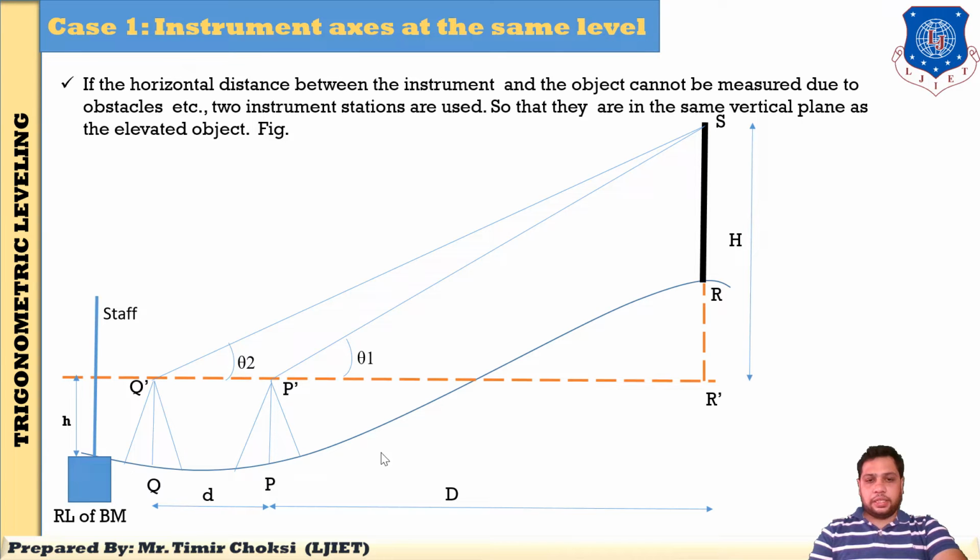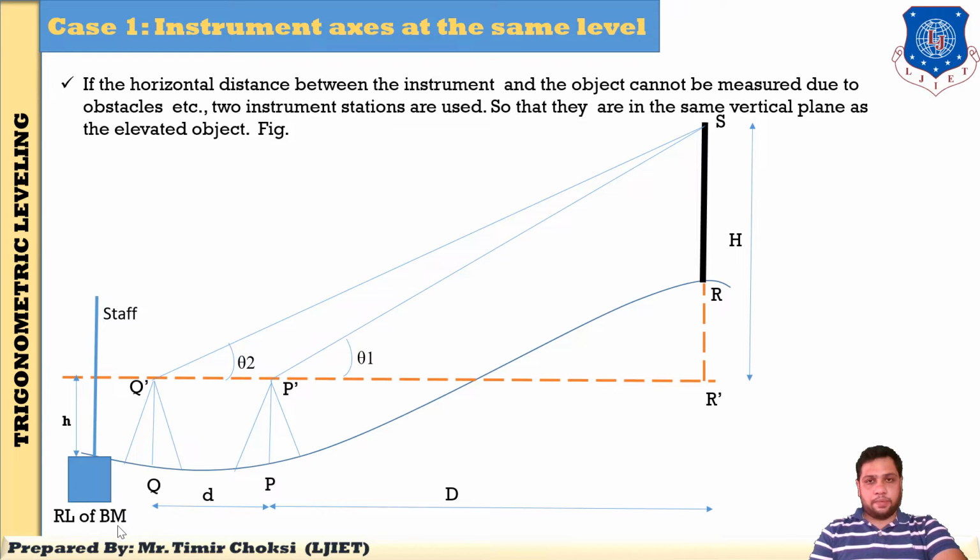Here this is the ground profile, SR is the object, and this is the line of sight of instruments P and Q. The distance from P to the object SR is capital D, the horizontal distance. Small d is the horizontal distance between the two instruments. P is the first instrument, Q is the second instrument, and the distance between them is small d.